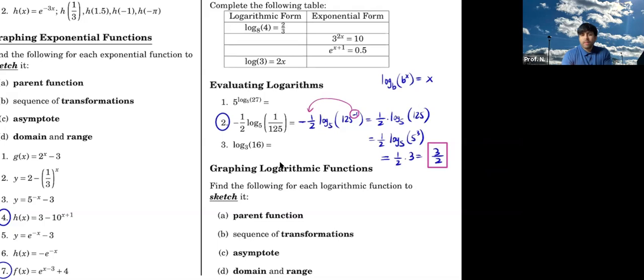Number 1 is 27. That's right. It's one of those properties of logs. If you have 5 raised to the log base 5 of 27, they cancel out. 5 and log base 5 cancel each other out, so the answer here is also 27. That's a quick one.